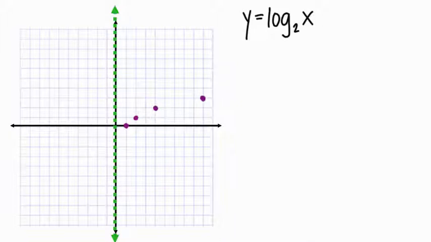Okay, we're going to look at the domain of a logarithmic function. So I'm going to recall for you y equals log base 2 of x and show you what this graph looks like. First of all, the graph has a vertical asymptote at x equals 0.